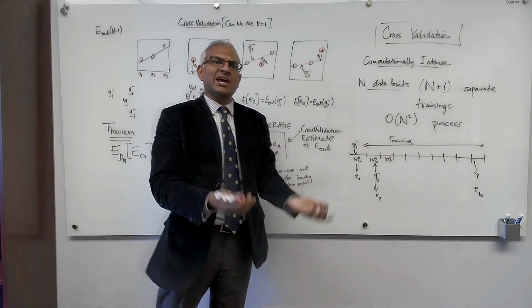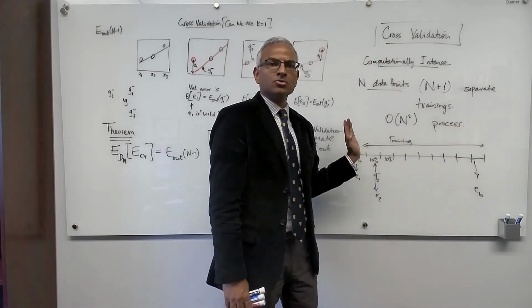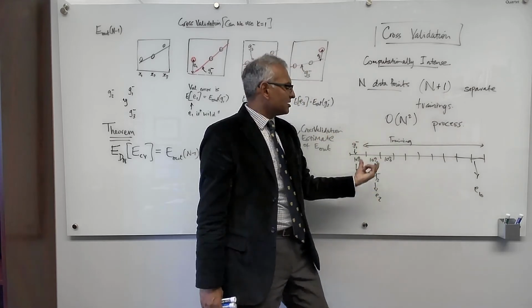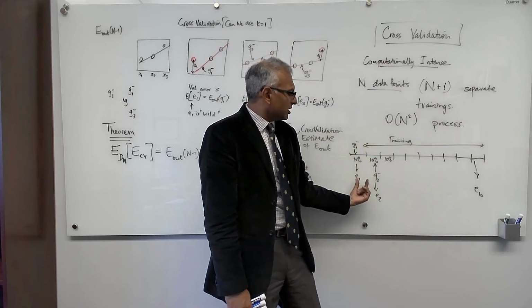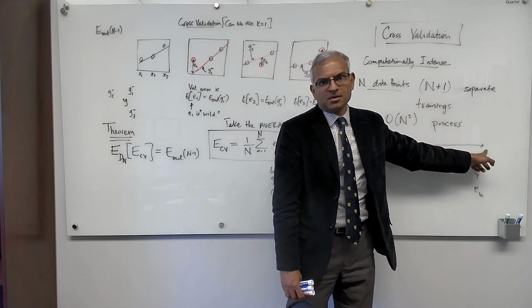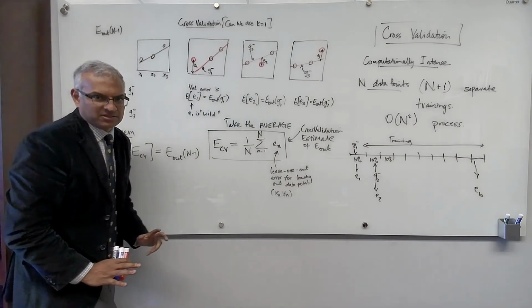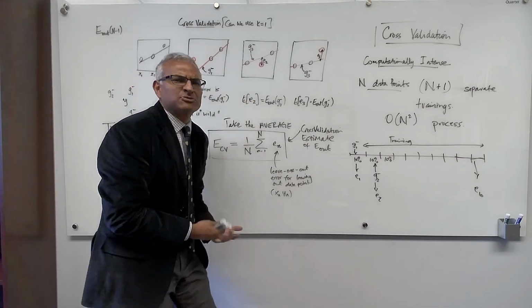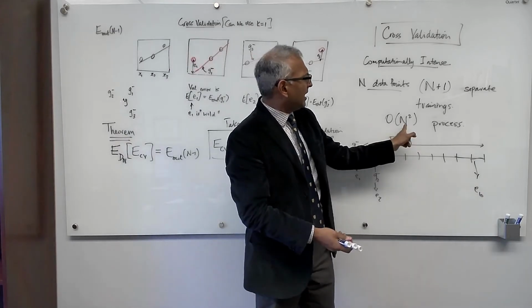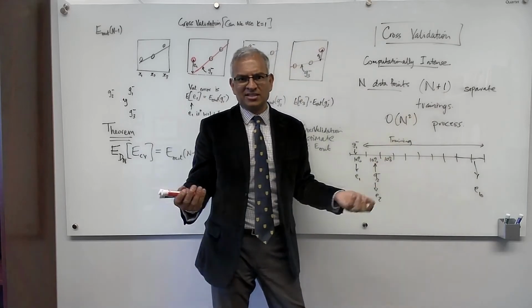So it has a slight advantage over just plain old-fashioned validation, which leaves out just one set and goes. It's still going to be the case that you're evaluating the out-of-sample performance of a very deficient hypothesis. So it's not close to G. You're 10% away in some sense. You're using 10% less data. But that's much more efficient. Instead of N separate trainings, you just do 10 separate trainings, much more manageable.